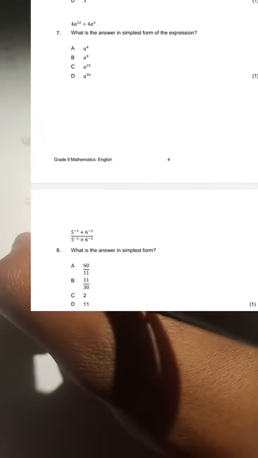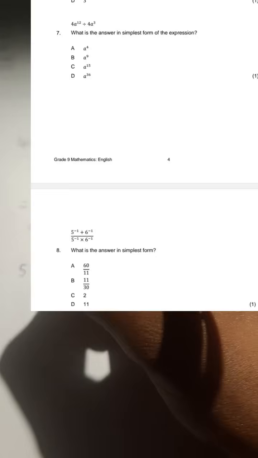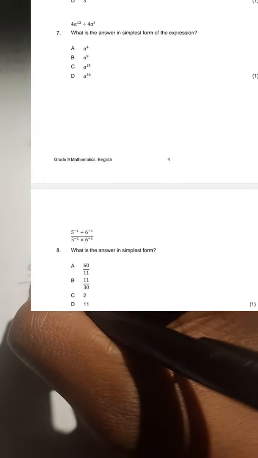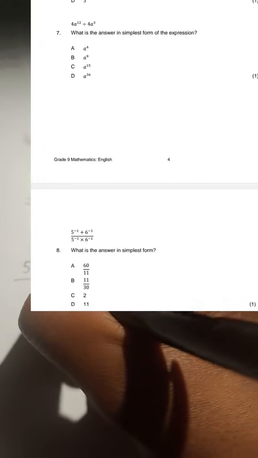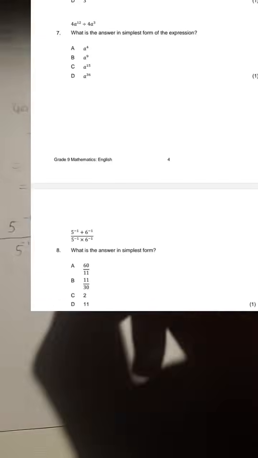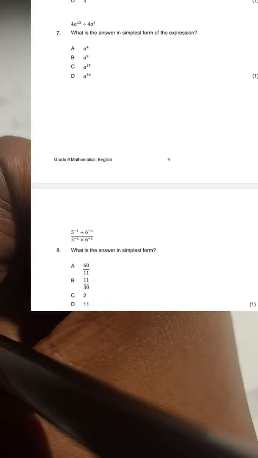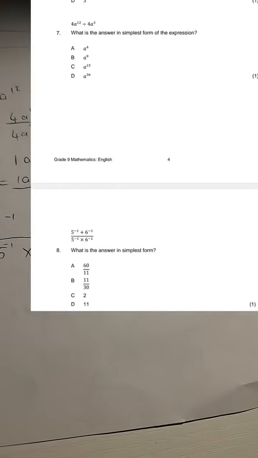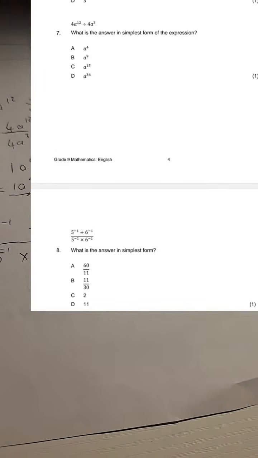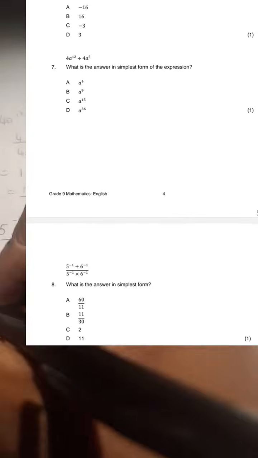Guys, look at number 8 there. 5 to the power negative 1 plus 6 to the power negative 1, over 5 to the power negative 1 times 6 to the power negative 1. They are given options there. A, 60 over 11. B, 11 over 30. C, 2. Or D, 11.